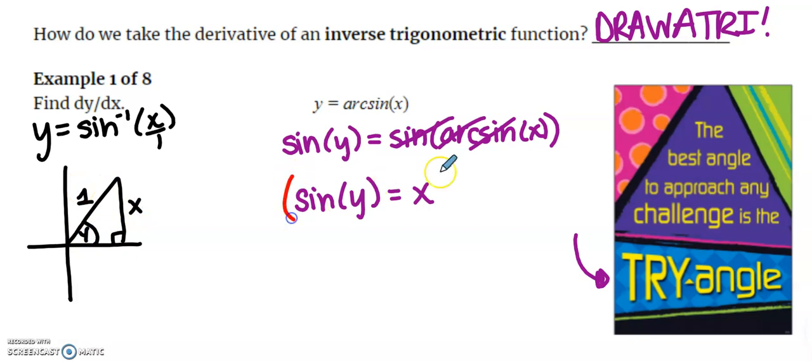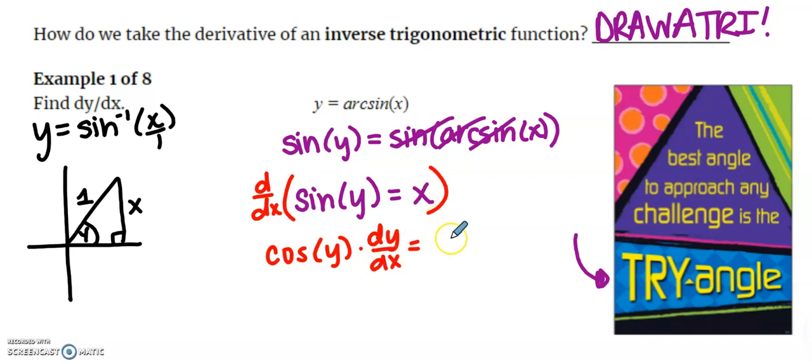Cool. Let's do some calculus. Take the derivative with respect to x. Well, the derivative of sine is cosine, leave the inside alone, times the derivative of the inside, dy dx. The derivative of x with respect to x is just 1. Okay, well, dy dx is what I was supposed to solve for. That's going to be equal to 1 over cosine of y. And this is an okay answer, but let's make it a better answer.